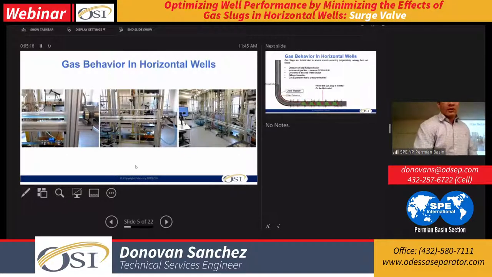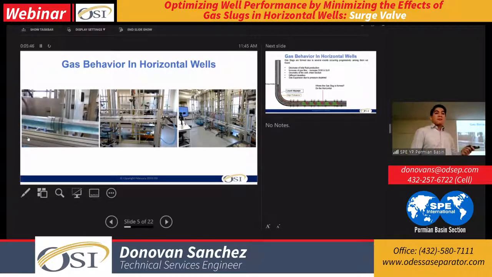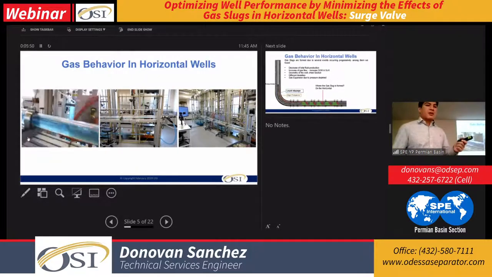So to give you a little visualization of the gas behavior in the horizontal wells, here's something that our distal separator did in the past. We were able to demonstrate the horizontal wells in a controlled environment. Just imagine this is a couple meters, a couple feet long, so this is definitely scaled down. You'll be able to see the difference, but it'll still give you an idea of the way the gas behaves in these horizontal wells, especially during the kickoff point, which you want to keep your eye on.